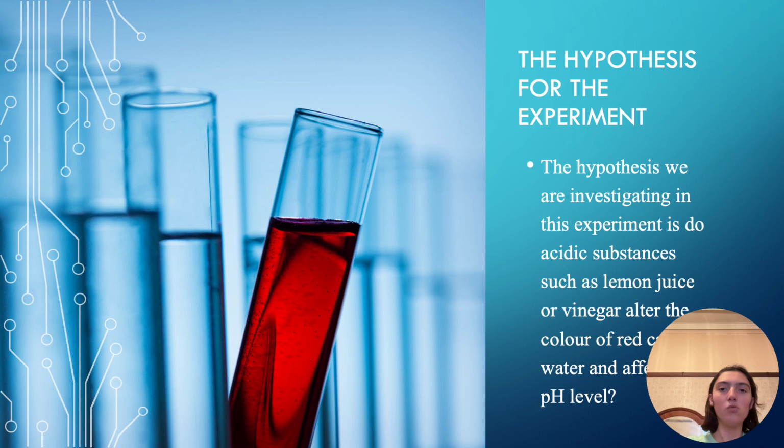Okay, the hypothesis we are investigating for this experiment is: do acidic substances such as lemon juice or vinegar alter the color of red cabbage water and affect the pH level?